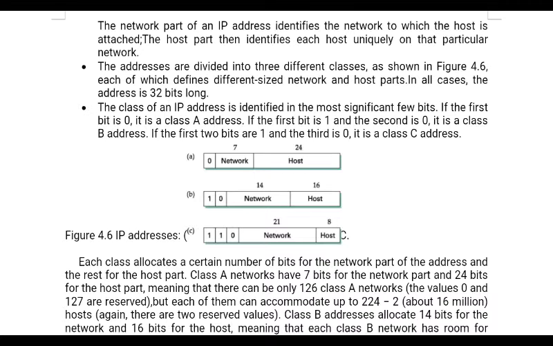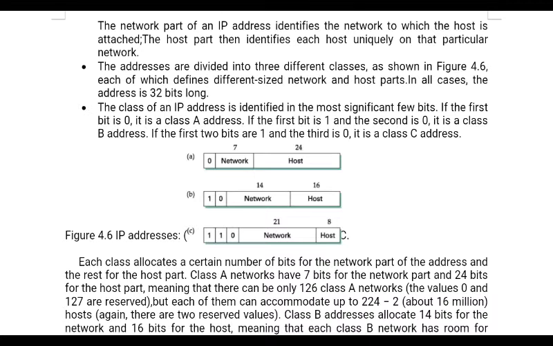So here you are going to get 16,384 network addresses. Each network you can connect up to 65,536 hosts. So compared to class A, where you get just 128 network addresses, in class B you get 16,384 network addresses, and each network is able to connect up to 65,536 hosts.